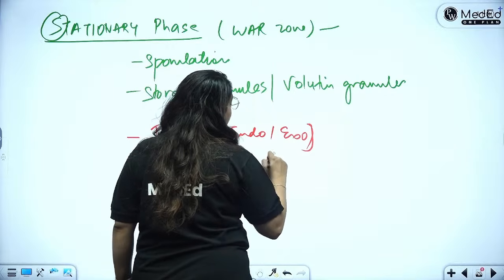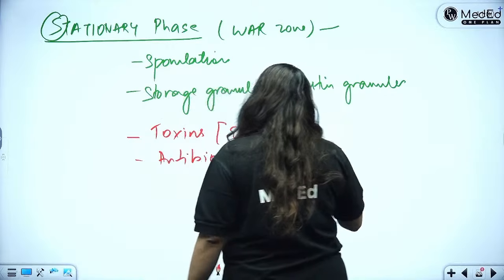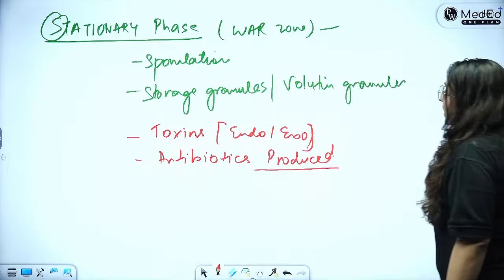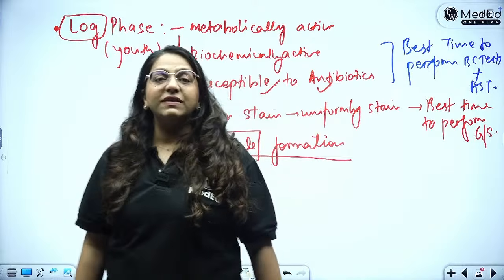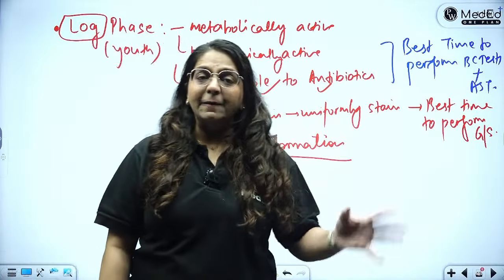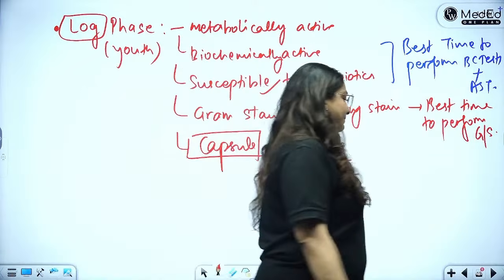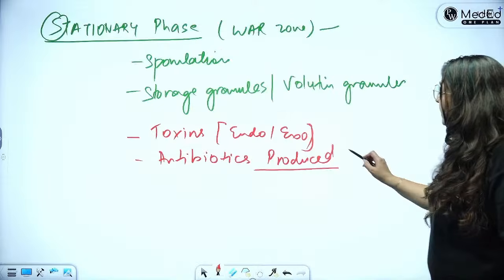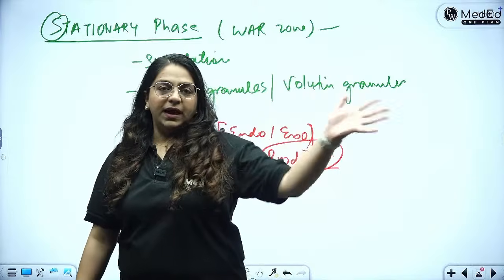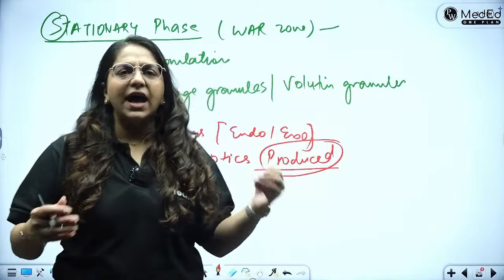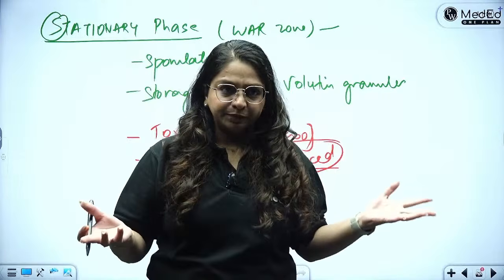Now please don't confuse it. In the log phase, what was happening was the bacteria was susceptible to antibiotics. So if I wanted to see whether one antibiotic will kill a bacteria, log phase was the best time. But stationary phase is when the bacteria starts producing antibiotics to kill the other bacteria. So you know that antibiotics are in fact derived from bacteria itself.